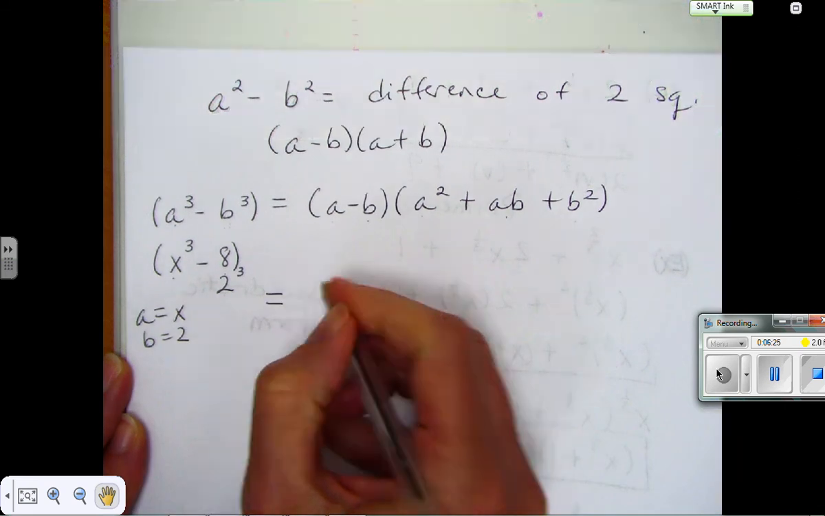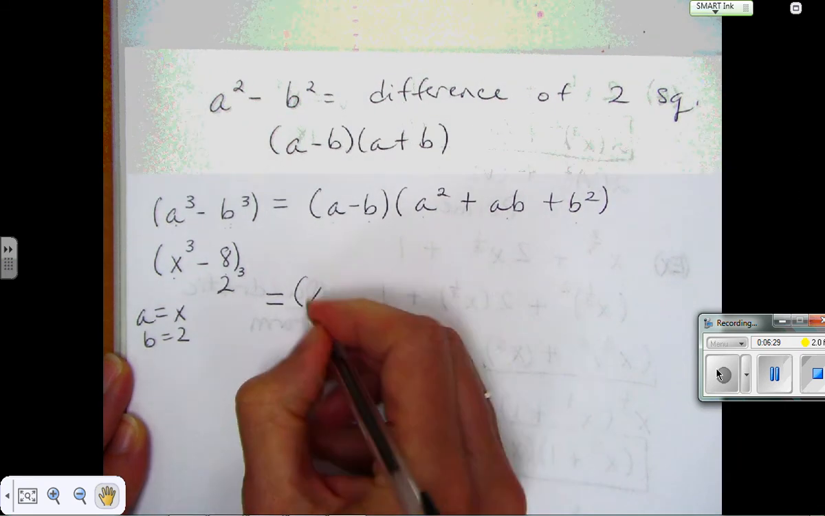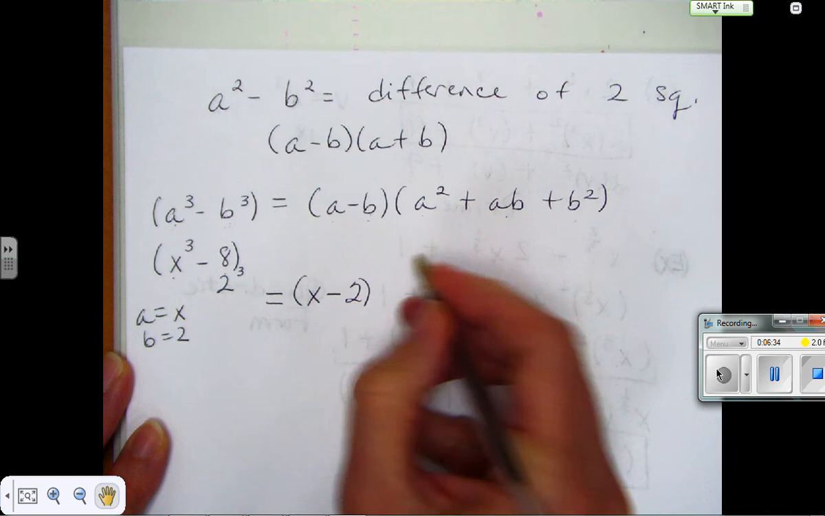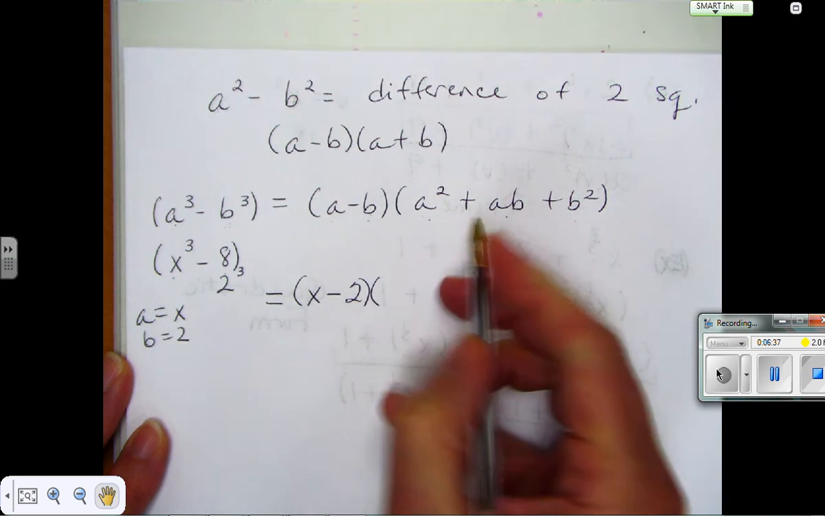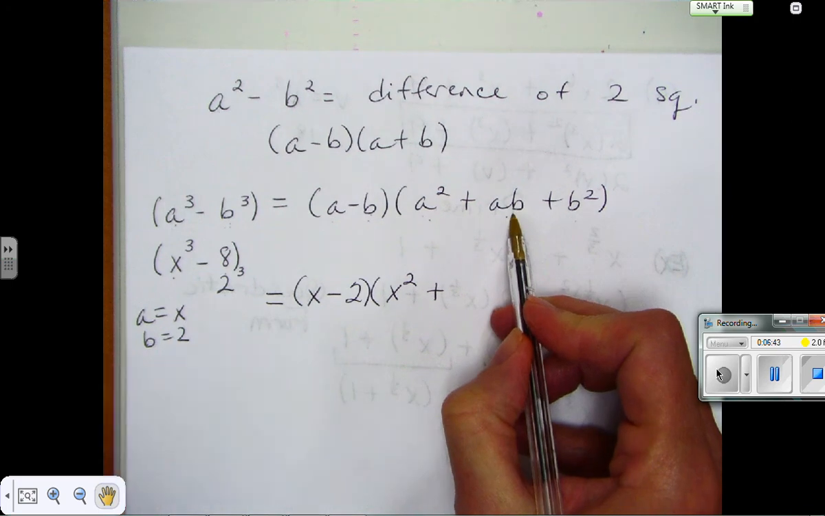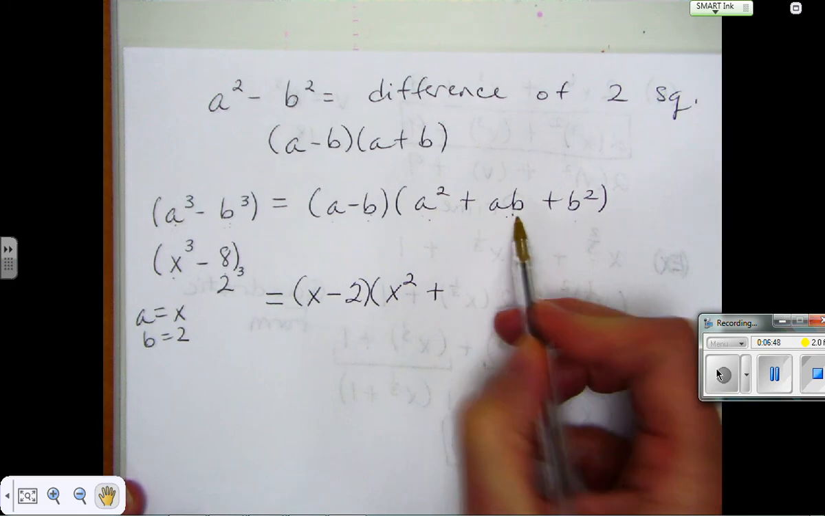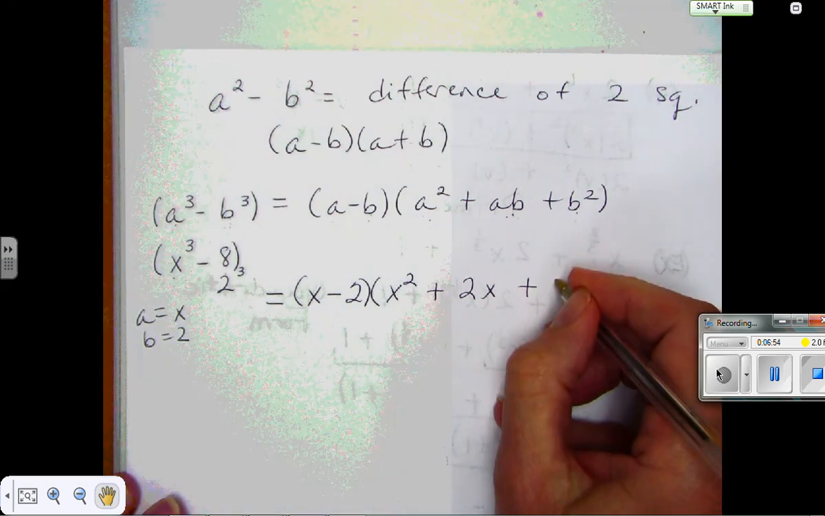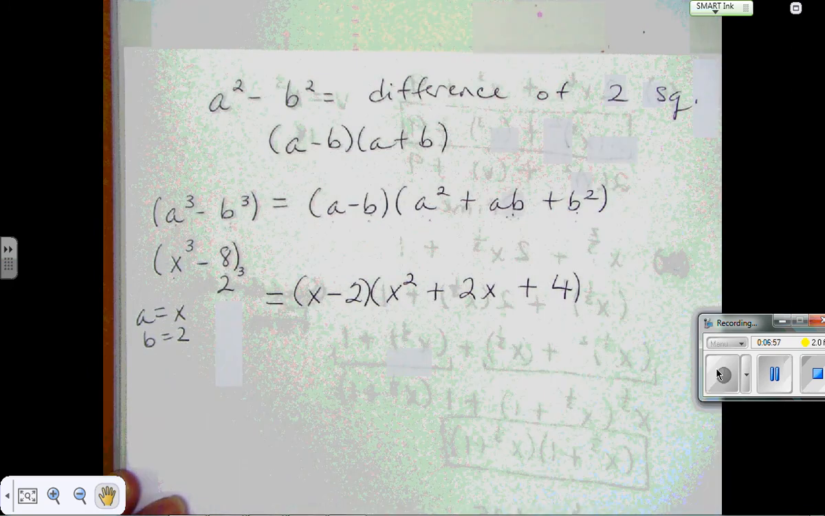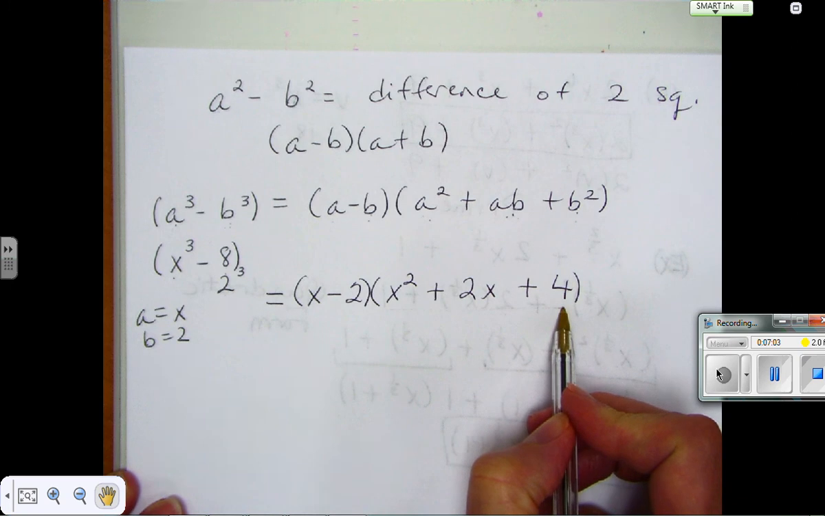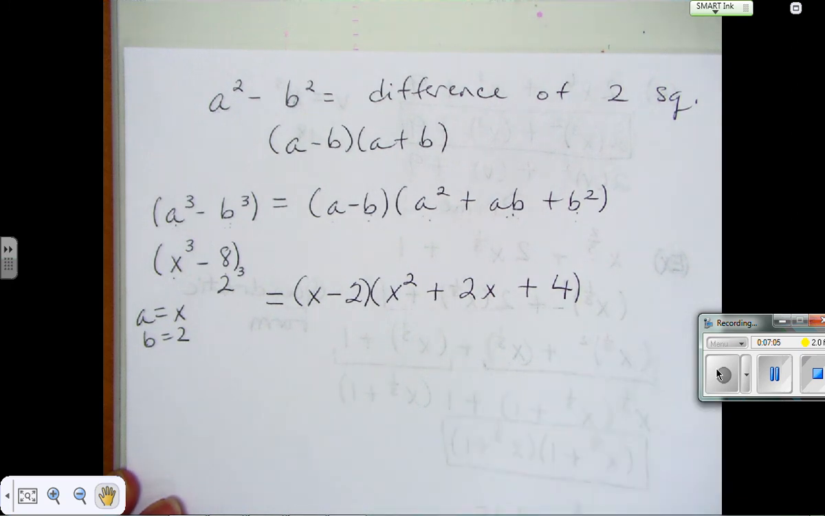So that's going to factor to a, which is x, minus b, which is 2. That's my binomial. Now I need to square the a, so that's x squared. And I don't worry about the sign, it's just the cube root of each term, like the absolute value of those terms. Then I'm going to take a times b, so that's going to be 2x. And then I need to square the b. b is 2, so that's going to be 4. And there you have your factors. This trinomial, you can never factor again. It's always going to be prime. So that's as far as you can go with the difference of two cubes.